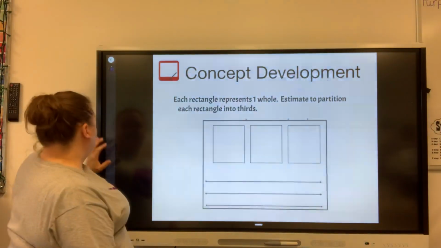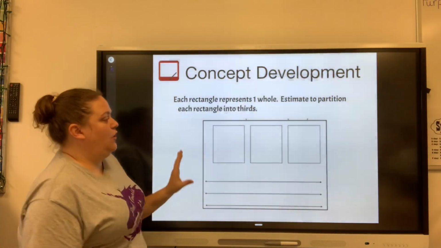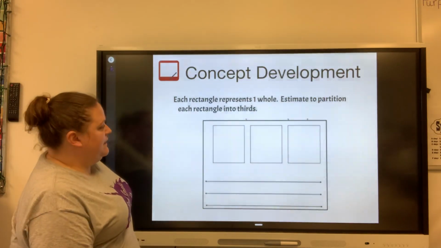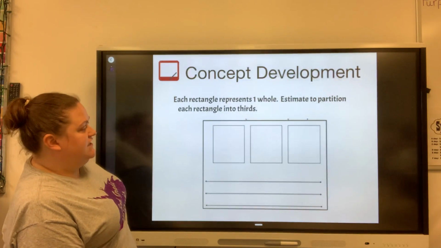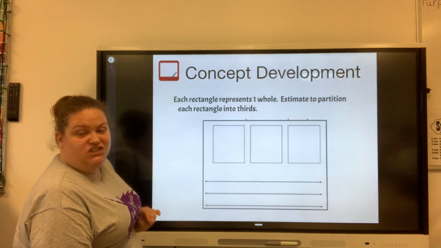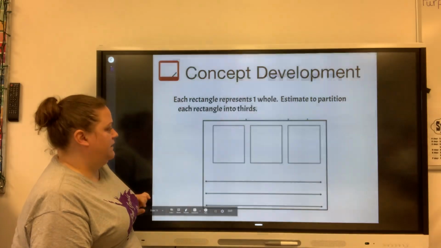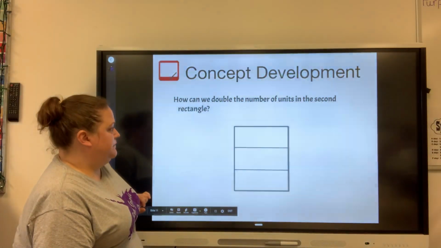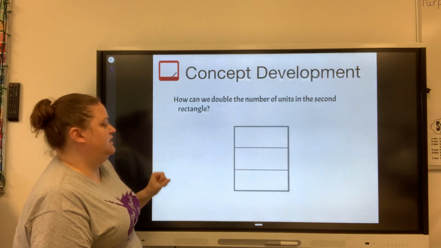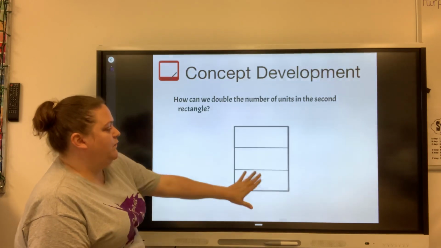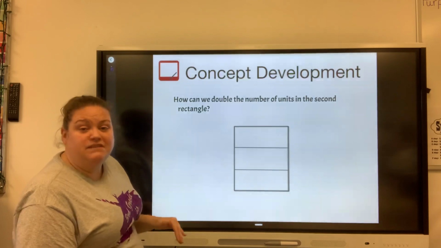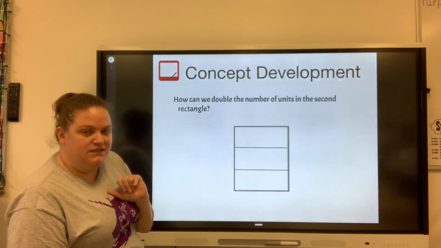It says, each rectangle represents a whole. So this is a whole, this is a whole, and this is a whole. It says estimate to partition each rectangle into thirds. So we're going to divide each one into thirds. I'm going to pop down here to this one. So how can we double the number of units in the second rectangle? So we have one rectangle here. We're trying to look at how we can keep the rectangle the same size, but get twice as many pieces.